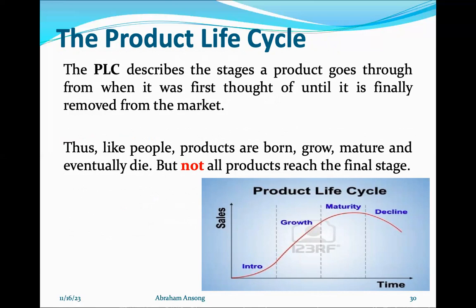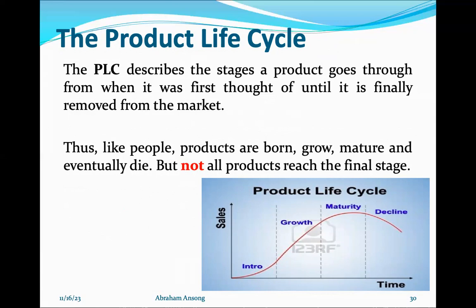Okay, so whether it is a good or a service, it has a lifespan, just as human beings do. The PLC, or product life cycle, describes the stages a product goes through from when it was first thought of until it is finally removed from the market. So that is the product life cycle. Right from the thoughts or imagination stage, the idea stage, until it gets out of the market, that constitutes what is known as the product life cycle.